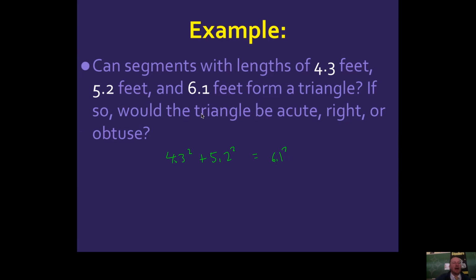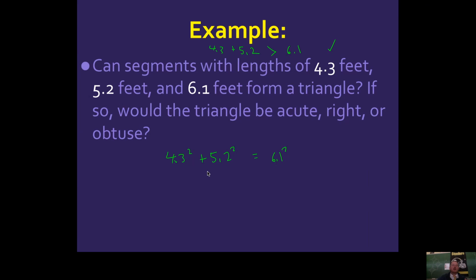So this is going back, and maybe you don't remember how this goes. To make a triangle, your two smallest sides together need to add together to be bigger than the biggest. 4.3 plus 5.2 is bigger than 6.1. Okay, so I'm going to write that up here. 4.3 plus 5.2 is definitely bigger than 6.1. So it is a triangle.